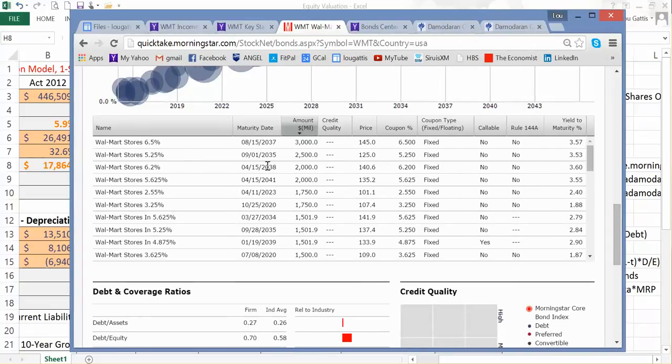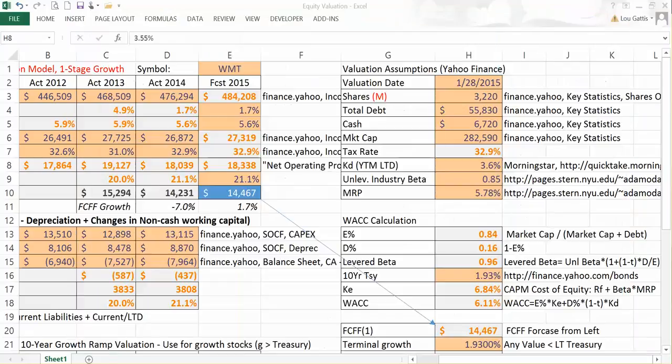So here's a 2038 bond, 2035 bond, 2037 bond. Oh, about 3.5, 3.6% is the yield to maturity. So when Walmart borrows money, it has to borrow at 3.6%. So I'll put that in my spreadsheet. Actually, I put in 3.55. So debt holders are requiring 3.6%.